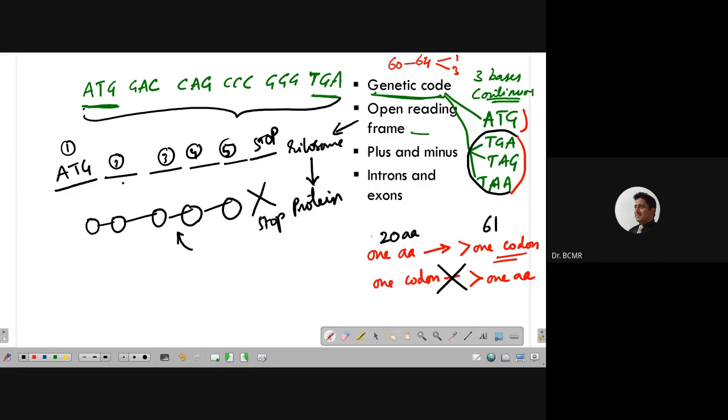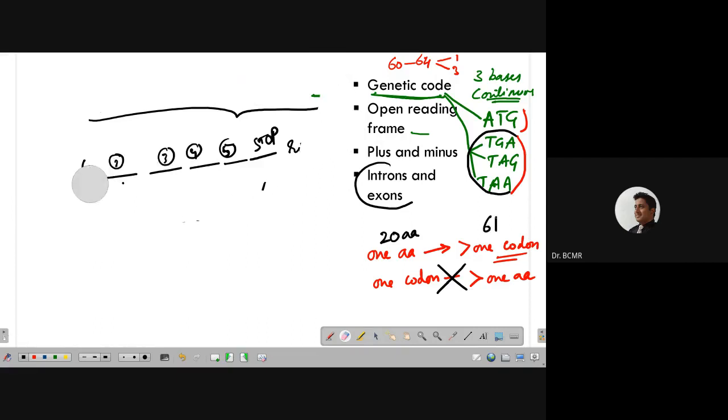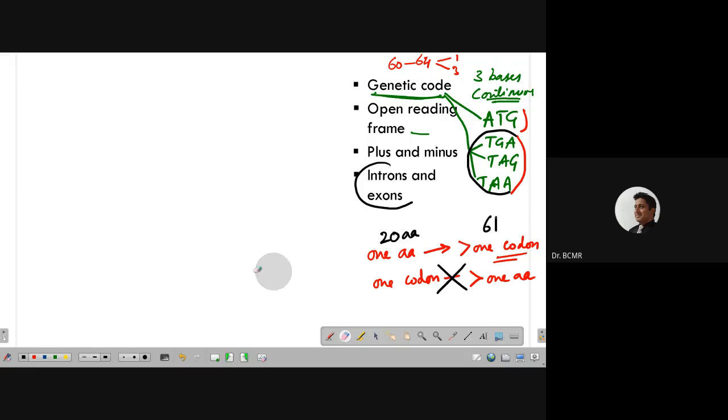That is an open reading frame. I will not discuss introns and exons now, because we have already discussed that. What I want you to also know now is what is meant by plus strand and what is meant by minus strand. So I will try to write a sequence. Let's see how it goes.